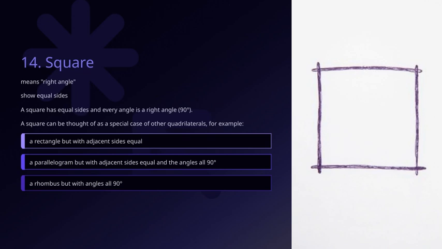You can think of a square as a special kind of other quadrilateral. For example, it's like a rectangle but with adjacent sides equal, or like a parallelogram but with all angles at 90 degrees, or like a rhombus but with all angles at 90 degrees. These connections help us see how a square fits into the bigger picture of shapes and their properties. Understanding these similarities and differences really ties into our overall theme of exploring geometric figures and their unique characteristics.